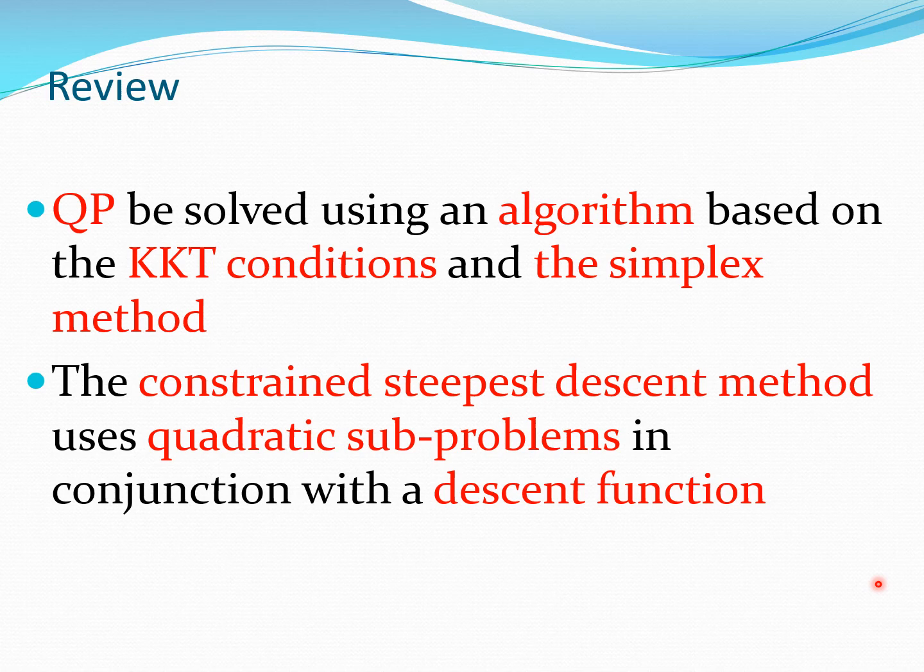Now this is important because QP subproblems are used in some constraint optimization methods. For example, we saw that the constraint steepest descent method uses quadratic subproblems in conjunction with the Pshenichny descent function, and this descent function is calculated based on Lagrange multipliers which go into the penalty parameter, and of course the penalty function which records the maximum violation of a constraint.